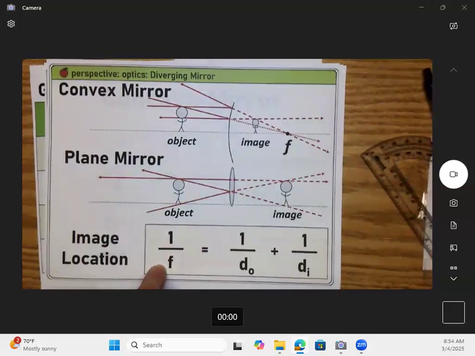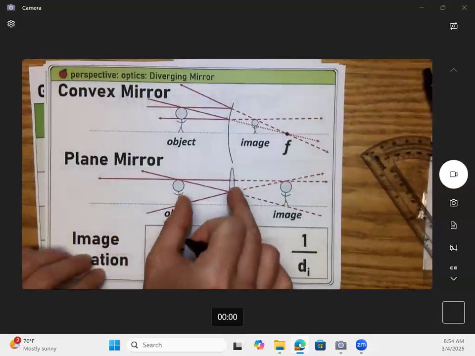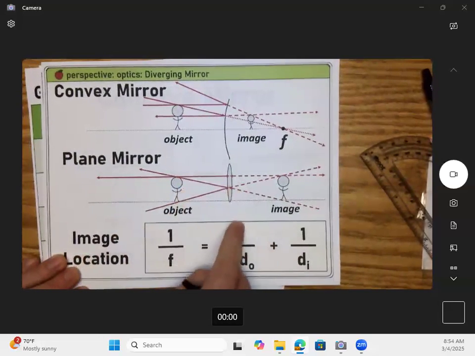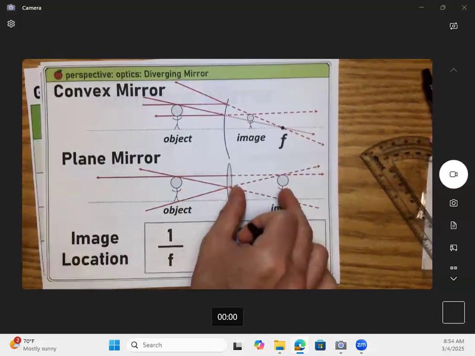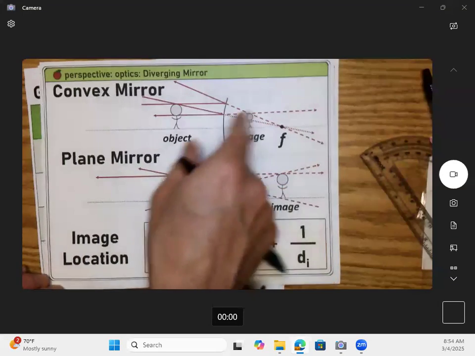Hey, guys, what's 1 over infinity? Zero. If you buy a lottery ticket and you have a 1 in 200 million chance of winning, it's basically 0. Okay. Guys, watch this. Suppose this guy's standing 3 feet from the mirror. 1 over 3 plus 1 over what equals 0? Negative 3. And look where the image is. It's negative 3.